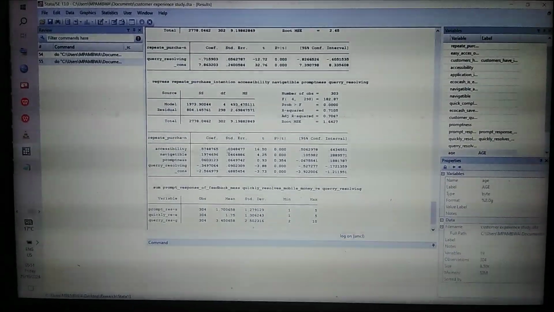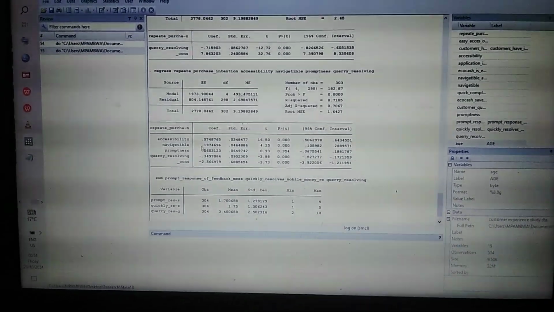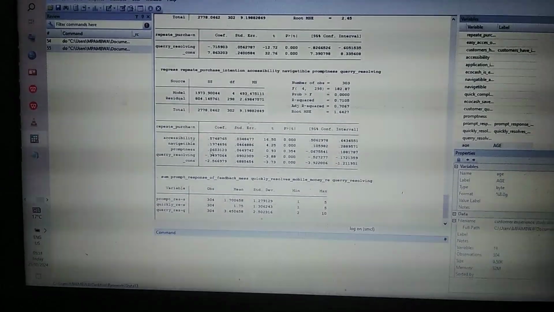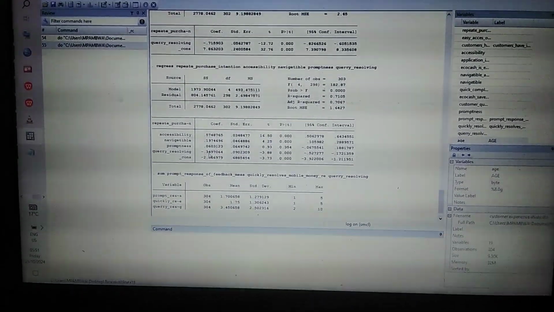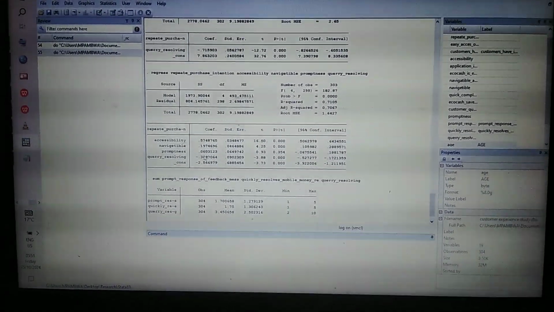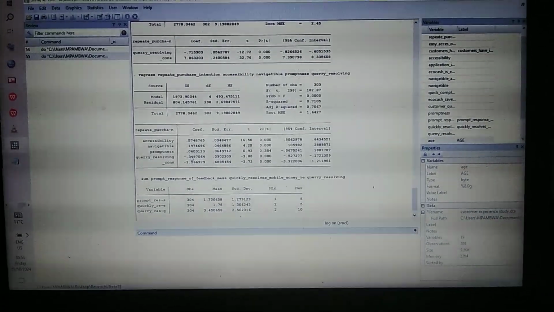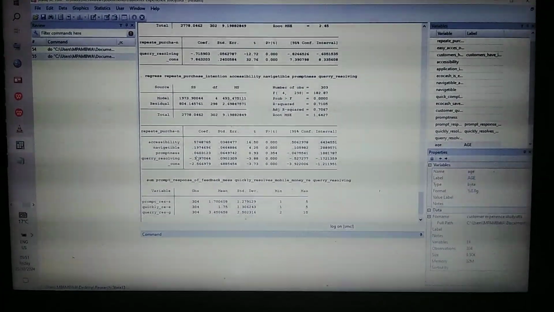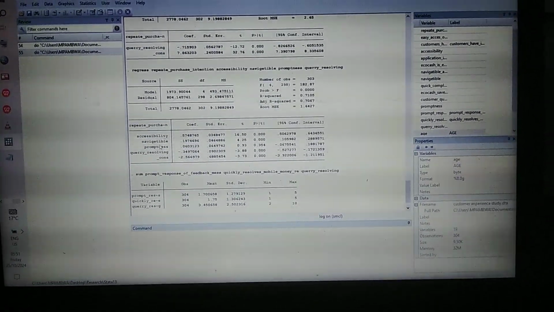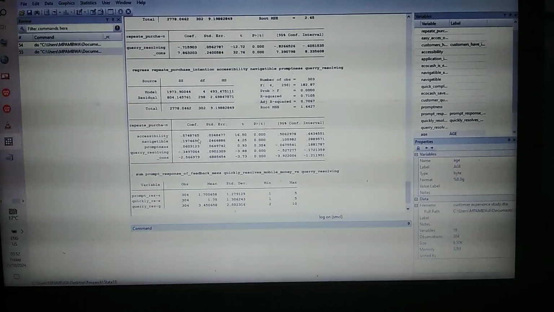So all these were statistically significant, and we can see good accessibility has a positive coefficient, navigation a positive coefficient, promptness a positive coefficient. This query solving means the company was not solving customer queries quickly. Why? Because there is a negative impact on the repeat purchase intention when it comes to query resolving. So this is a multiple regression analysis.